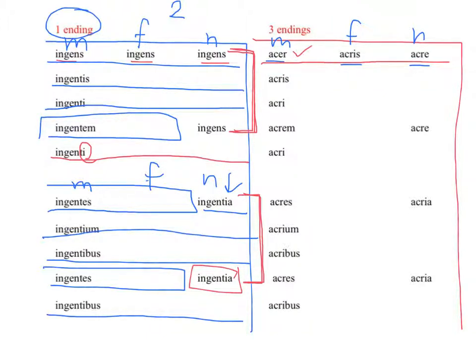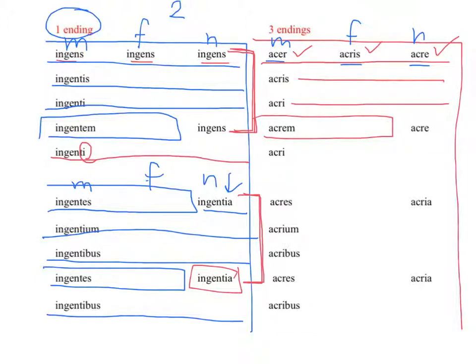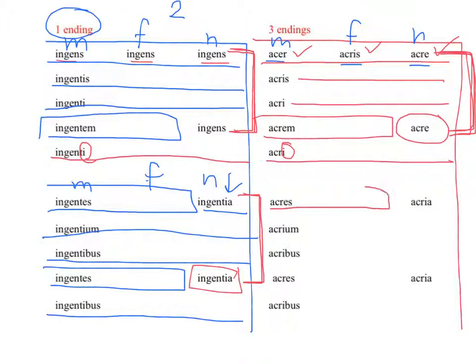Three distinct endings in the nominative. All the genitives are exactly the same. All the datives are exactly the same. The masculine and the feminine accusative are the same. The neuter is different, but it's the same as the nominative. All neuters have the same nominative and accusative. All the ablatives are the same, and note that it is an I-stem. And then again, the nominative masculine and feminine are the same, but the neuter is different. The neuter is the same as the accusative.